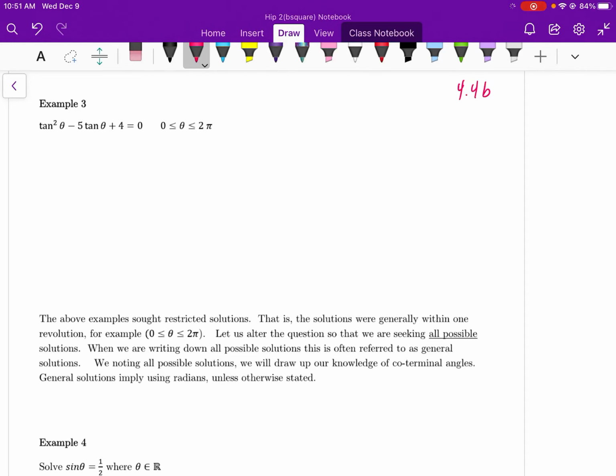Looking at this question, I'm going to solve for theta, since theta is the only unknown in the question, and theta is between 0 and 2 pi. So the first thing I'm going to do is solve tan squared theta minus 5 tan theta plus 4 is equal to 0. So press pause. Let's see how you do.